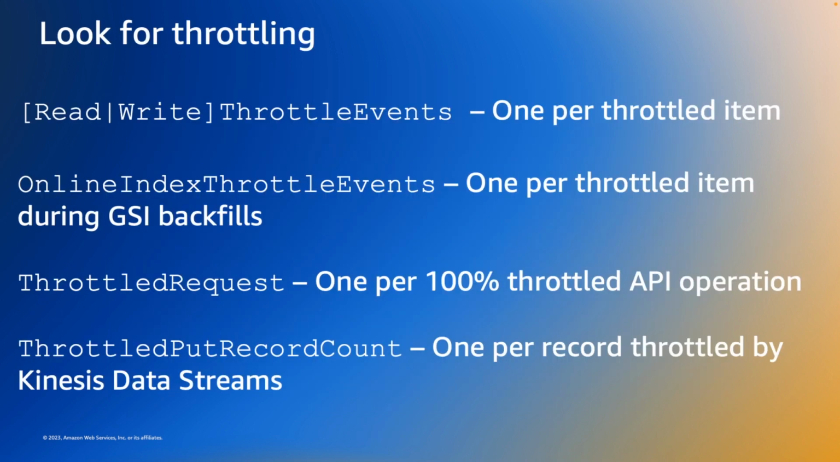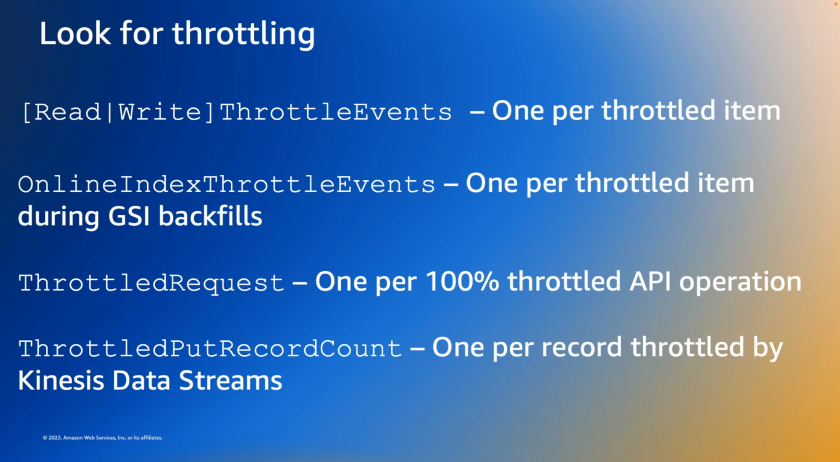Now, here are the metrics to consider. For every read or write throttled item, there's going to be a read or write throttle event. Whenever 100% of the items in the API call are throttled, which means that the whole API operation is throttled, we will emit a throttled request metric. Now, when a GSI is backfilling, we have the online index throttle events. So every single throttled item during a GSI backfill will appear in that metric. And finally, when you're using Kinesis Data Streams, if your stream is under-provisioned, we will emit a throttled put record count.